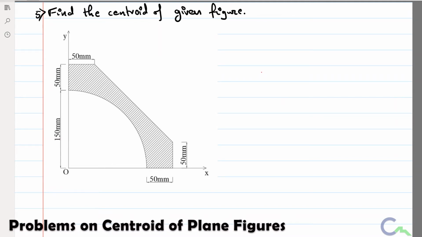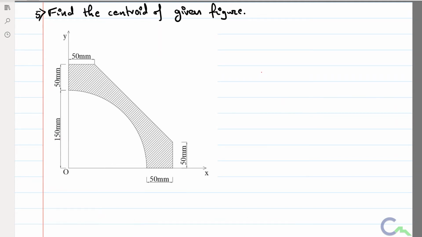Hello everyone, in this video tutorial I am going to solve a few more problems on centroid of plane figures. The question is like this: find the centroid of the given figure about OX and OY axis. Those are the reference axes.